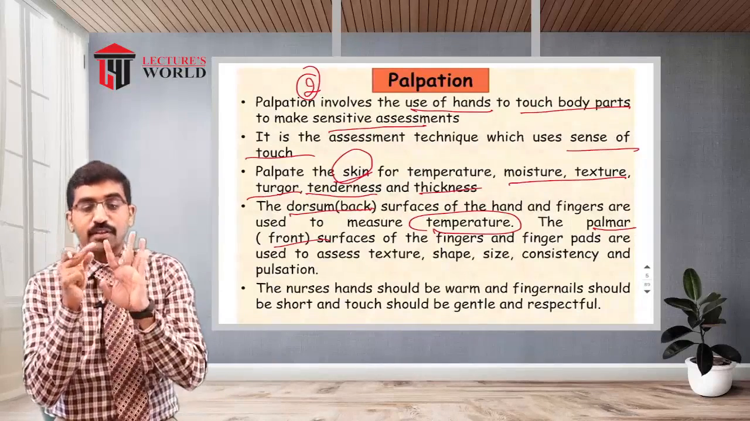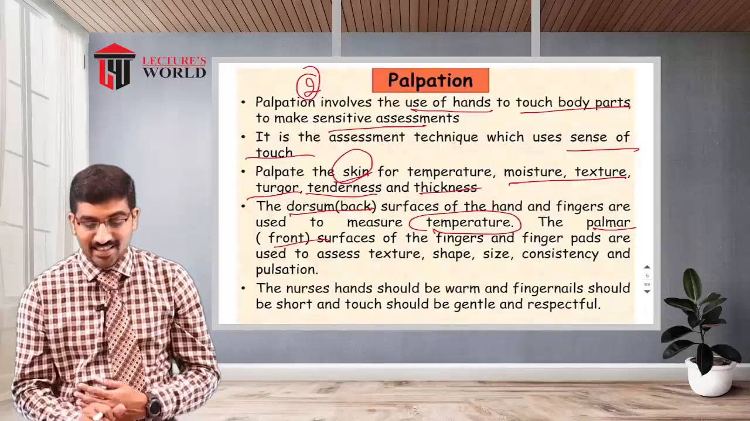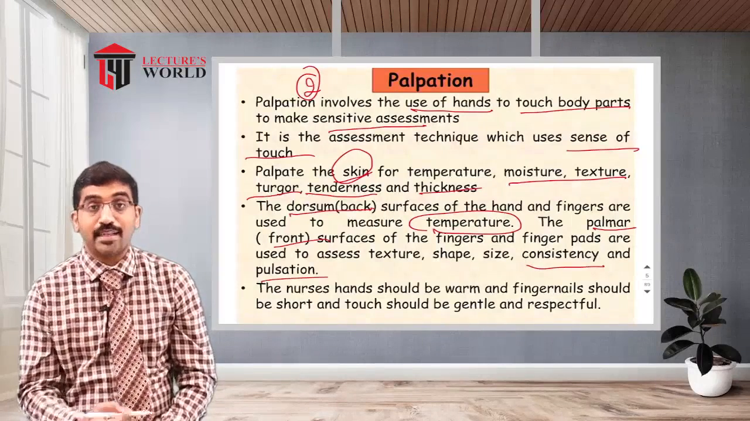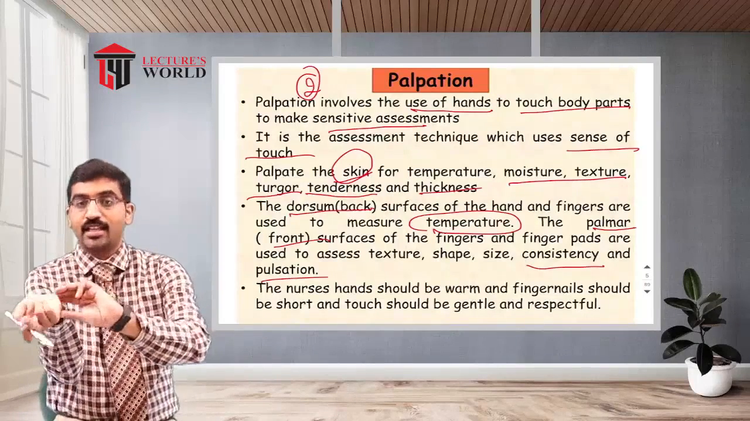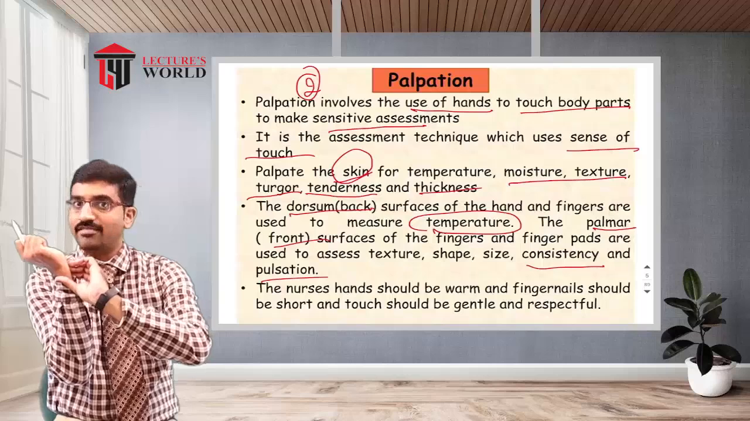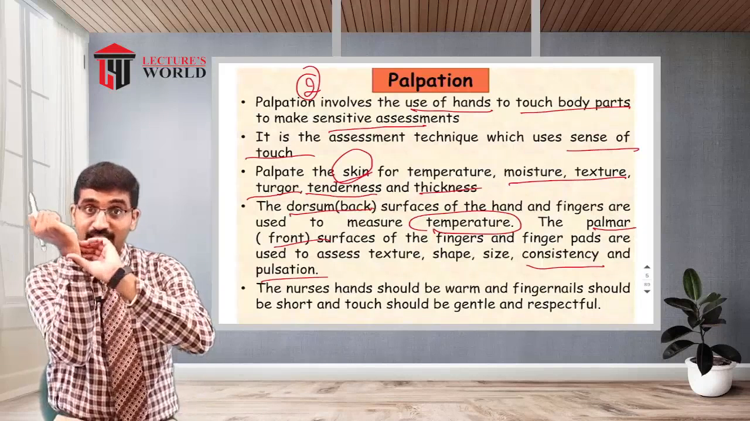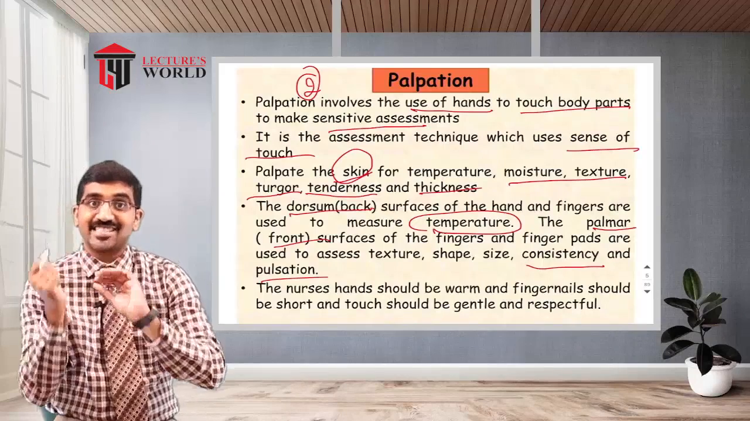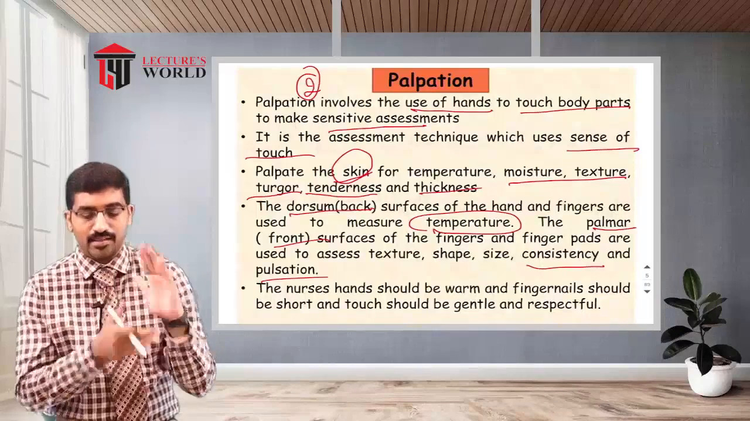This surface, the finger pad, we are going to use to assess the texture, the consistency and the pulsation. You know how to check the pulsation with your 3 fingers, with the middle finger kept like here, as you might have learned in the procedure. So here we are keeping our hand and feeling the pulsation. This procedure, doing this pulsation itself, is palpation. So we are using our finger pads, and this is the palmar surface.